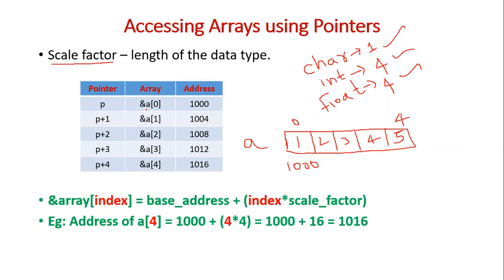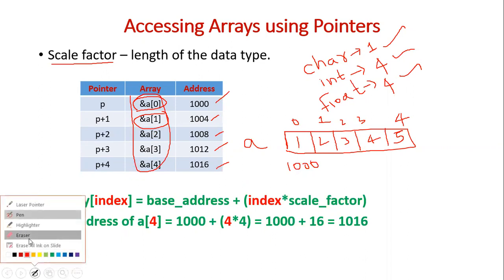The first location, address of A of 0, is what? 1000. Address of A of 1, the second location, what is its address? 1004. Address of A of 2 is 1008. Address of A of 3 is 1012. Address of A of 4 is 1016. So this is one way to access the address, by using just the array name. But there is another way also to access the address. By using the pointer variable also, you can access the address.